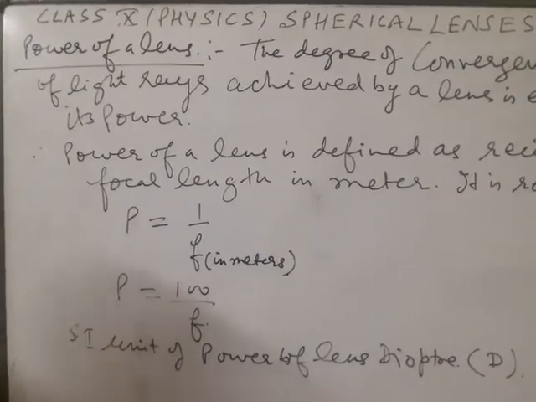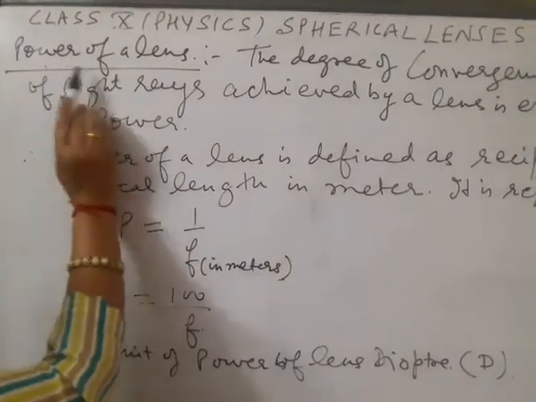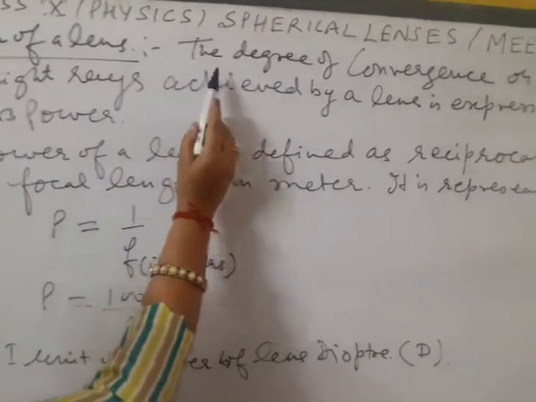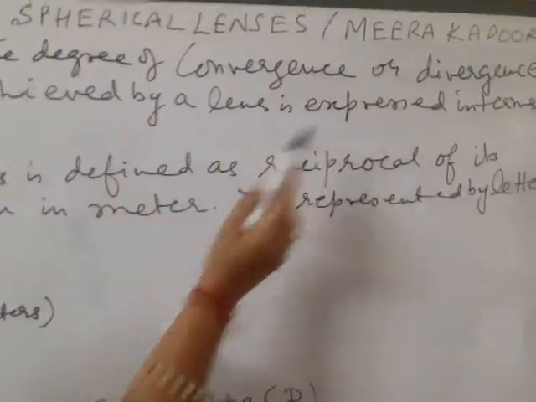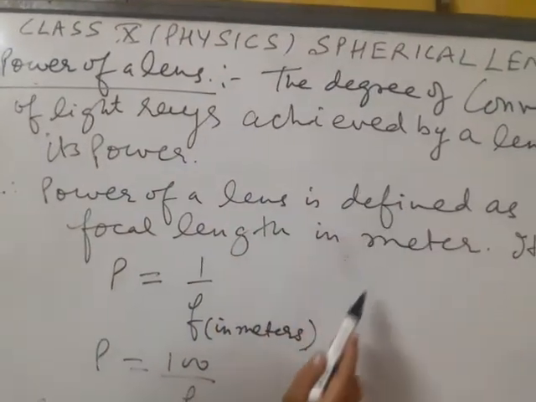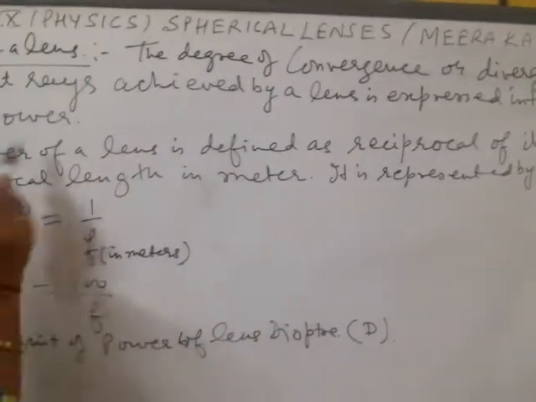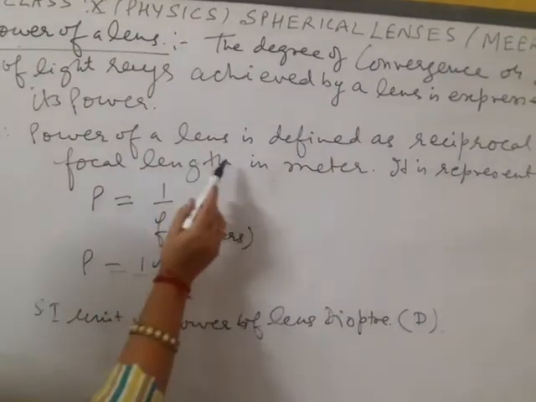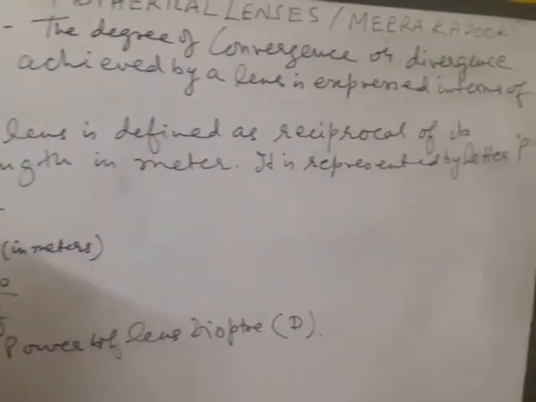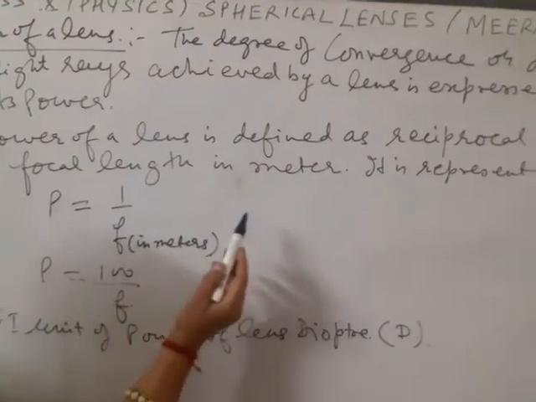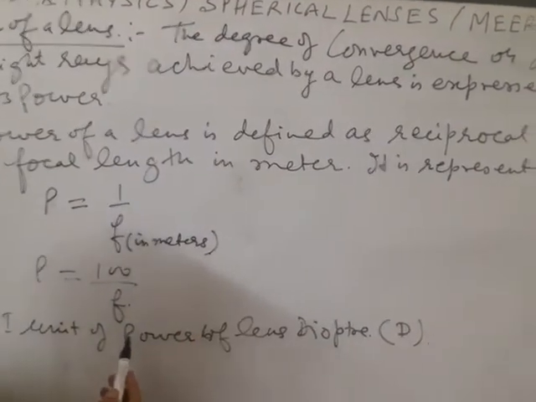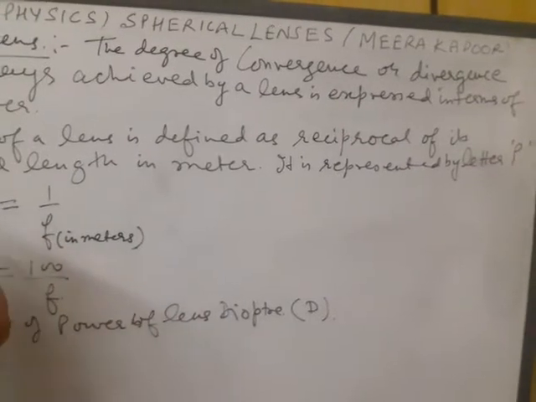Yes, students, our next topic is power of a lens. The degree of convergence or divergence of light rays achieved by a lens is expressed in terms of its power. Power of a lens is defined as reciprocal of its focal length in meter. It is represented by letter P.